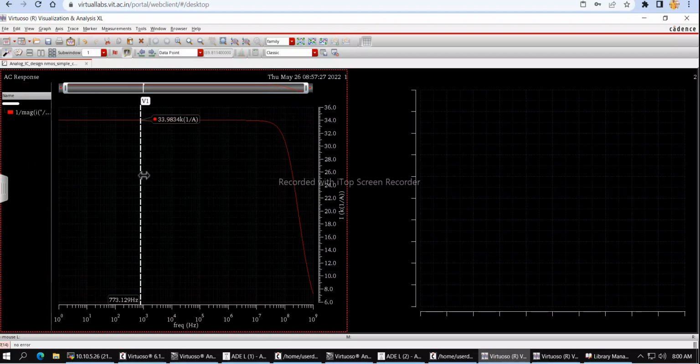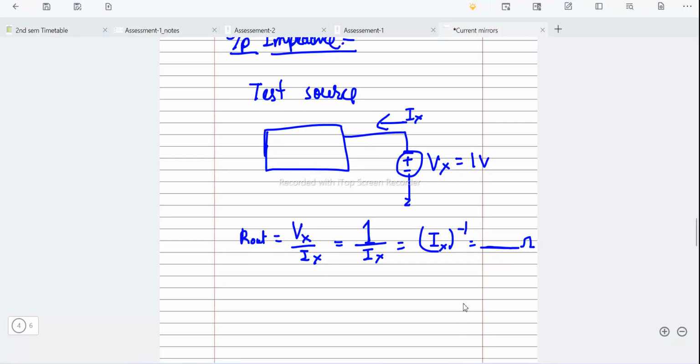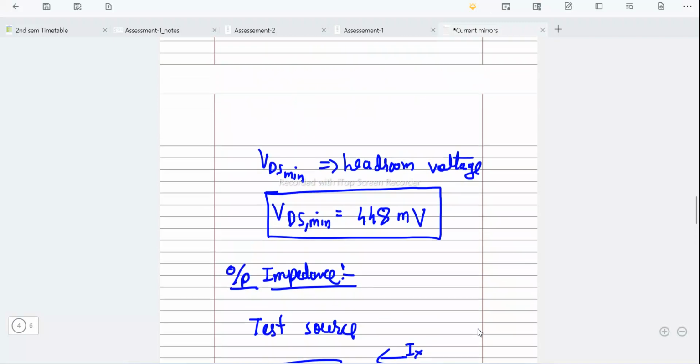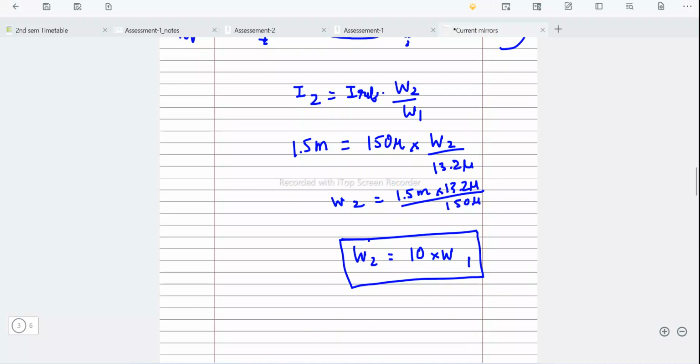So the R0 value we are obtaining is 33.98. So R out is 33.98 kilo ohm. This is nothing but the output impedance of a simple current mirror. So this is all about the simple current mirror.